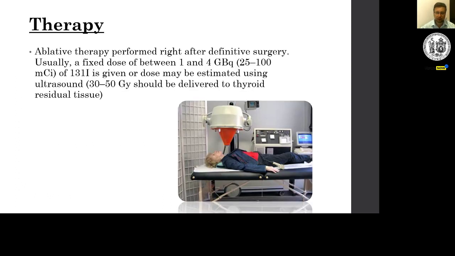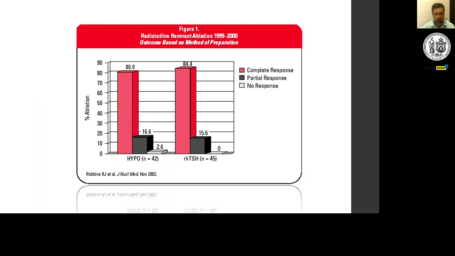After the preparation, we perform the therapy. Ablative therapy is performed right after definitive surgery. Usually a fixed dose between 1 and 4 gigabecquerels of radioactive iodine 131 is given, or the dose may be estimated using ultrasound. For example, 30 to 50 grays should be delivered to the thyroid residual tissue.